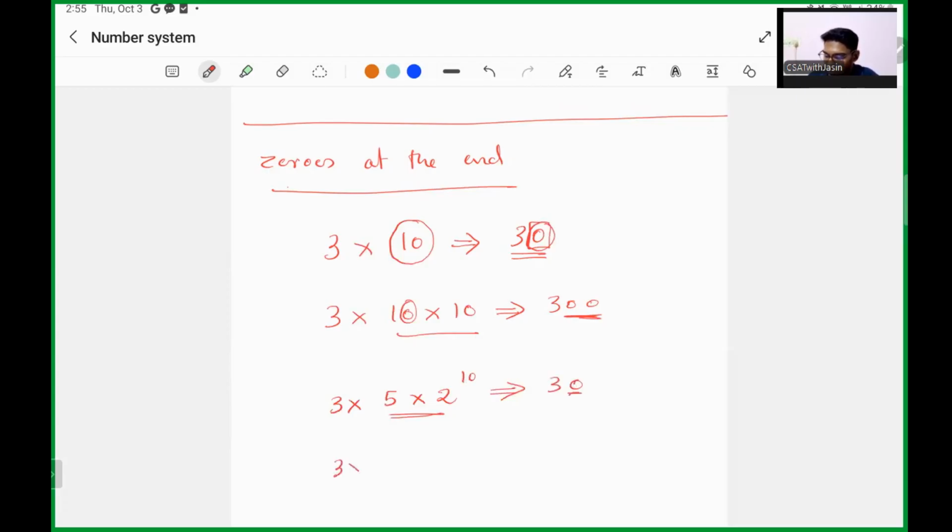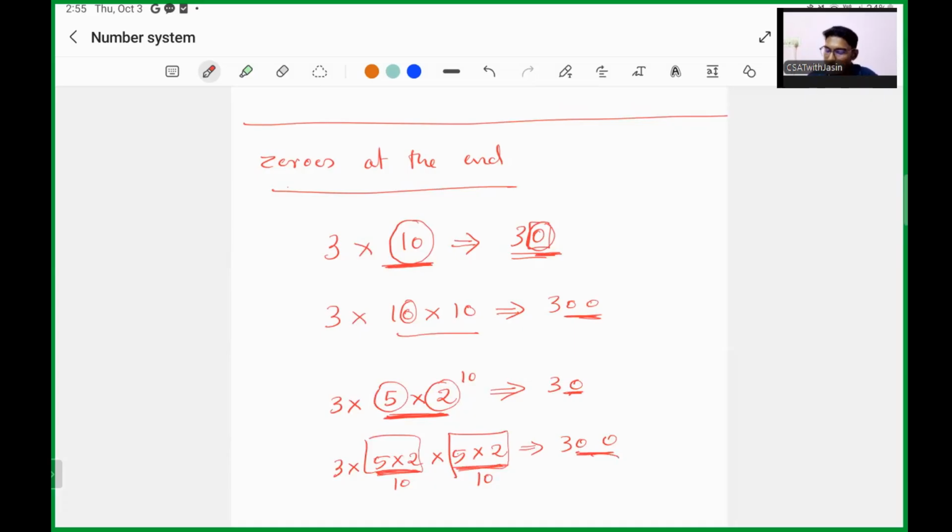Now, if I am asking you how many zeros will be there at the end of 3 into 5 into 2 into 3 into 5 into 2, how many zeros will be there at the end? One 5 into 2 will become 10. Another 5 into 2 will become 10. So you are getting 300. So there will be 2 zeros. So what did you understand from this one? If you have one 10, you have 1 zero at the end. Or if you have one pair of 5 and 2, you will get 1 zero at the end. Here you have two pairs of 5 into 2. So you are getting 2 zeros at the end. So this is the way you need to find out how many zeros are at the end.